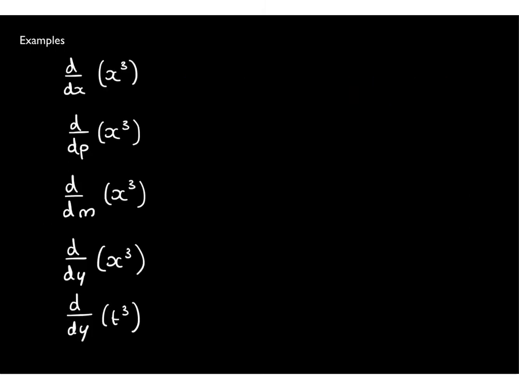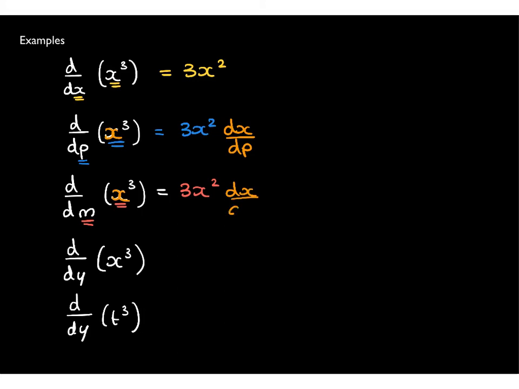So, test your understanding of this. Can you differentiate each of these implicitly? Or not, as in the first example. So the first example is not implicit because we're differentiating x cubed with respect to x, so we just get 3x squared. Next example, we're differentiating x cubed with respect to p, so we will get 3x squared, but then we need to differentiate x with respect to p, dx by dp. Next example, we're differentiating x cubed with respect to m, 3x squared to begin with, and then differentiating this x gives us dx by dm.